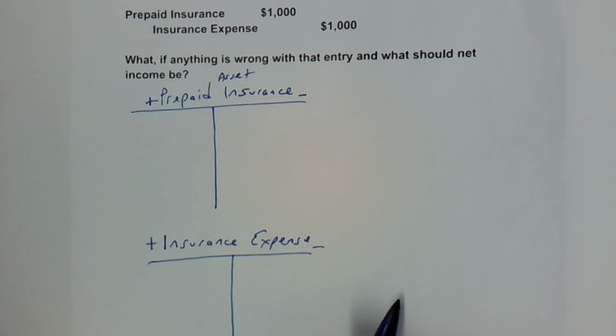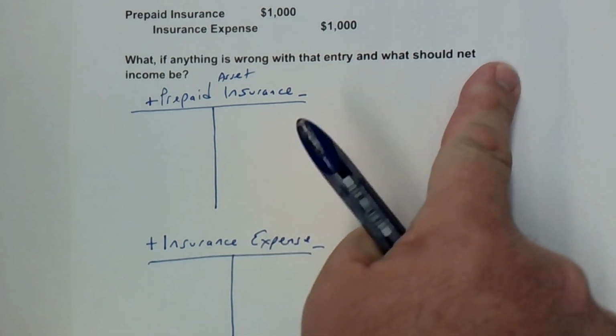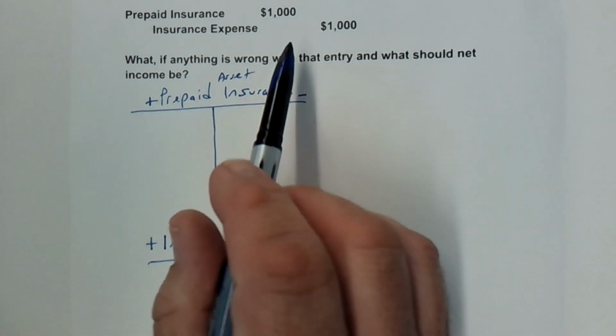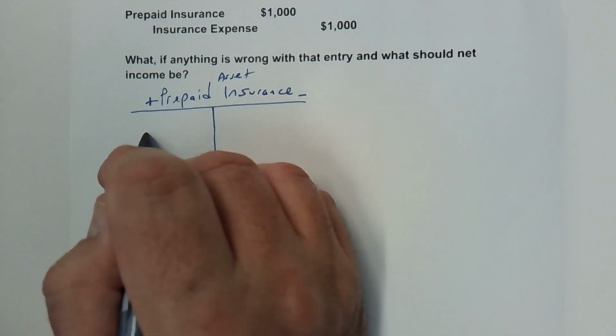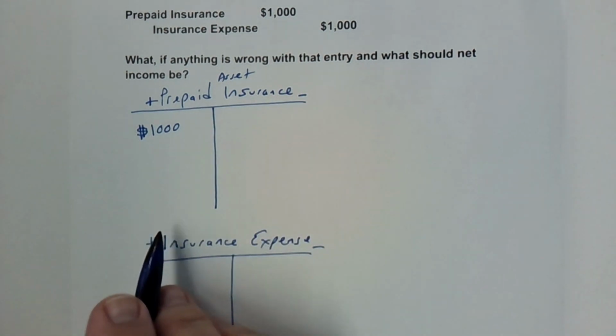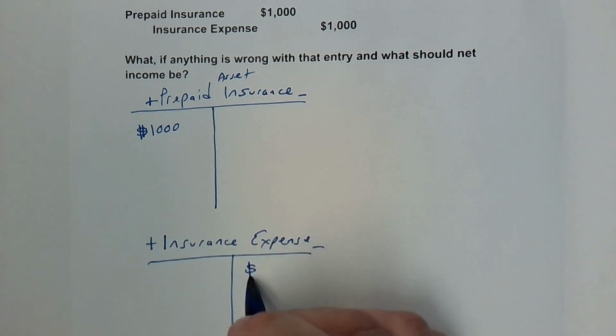If you're not sure what type of account something is and whether it should be debited or credited, I've got a video up here in the corner that will help you with that. All right, with this particular transaction, let's go ahead and record what they did. They debited prepaid insurance for $1,000 and they credited insurance expense.